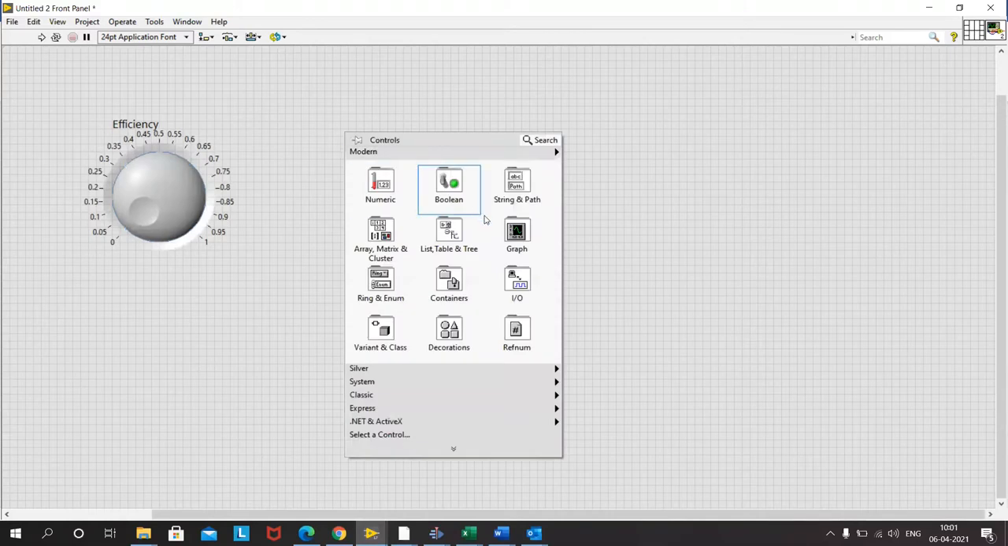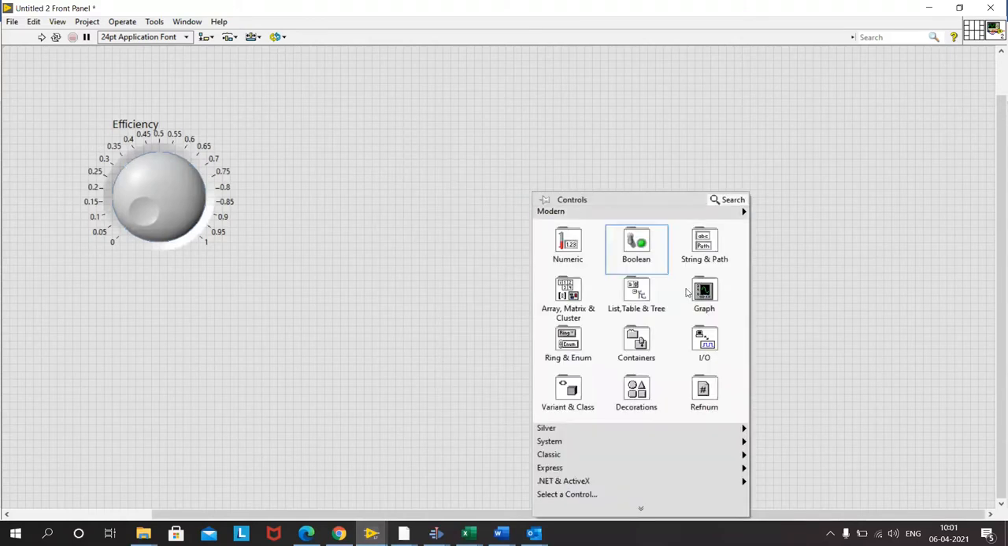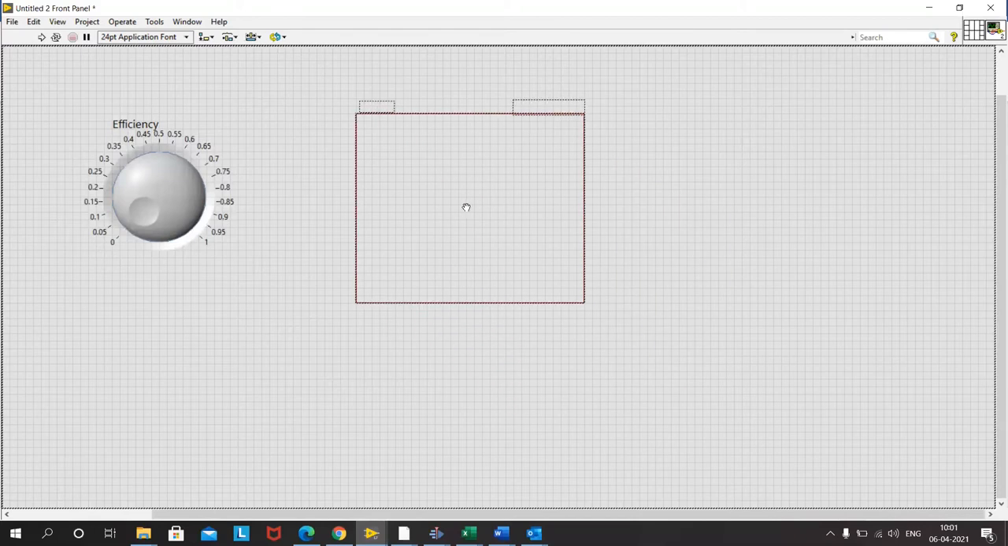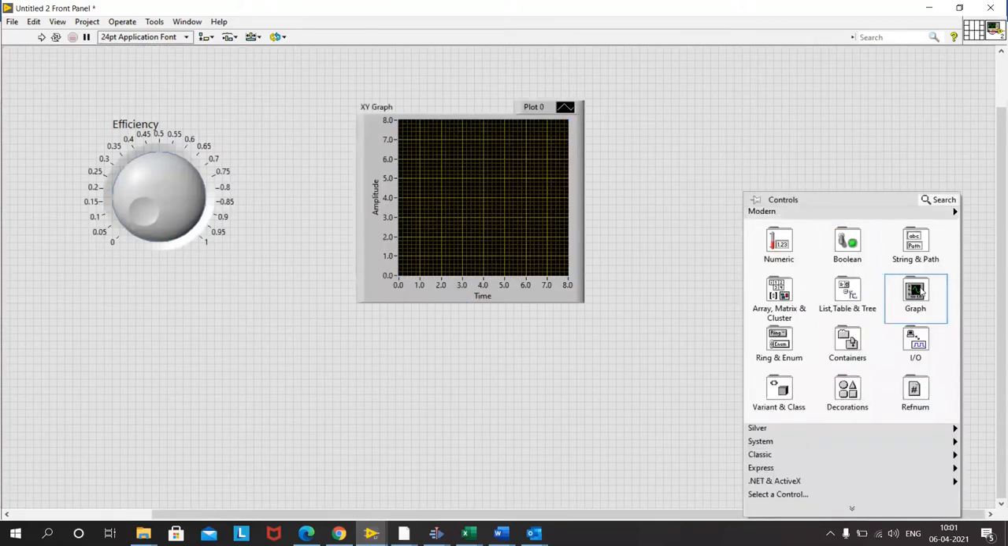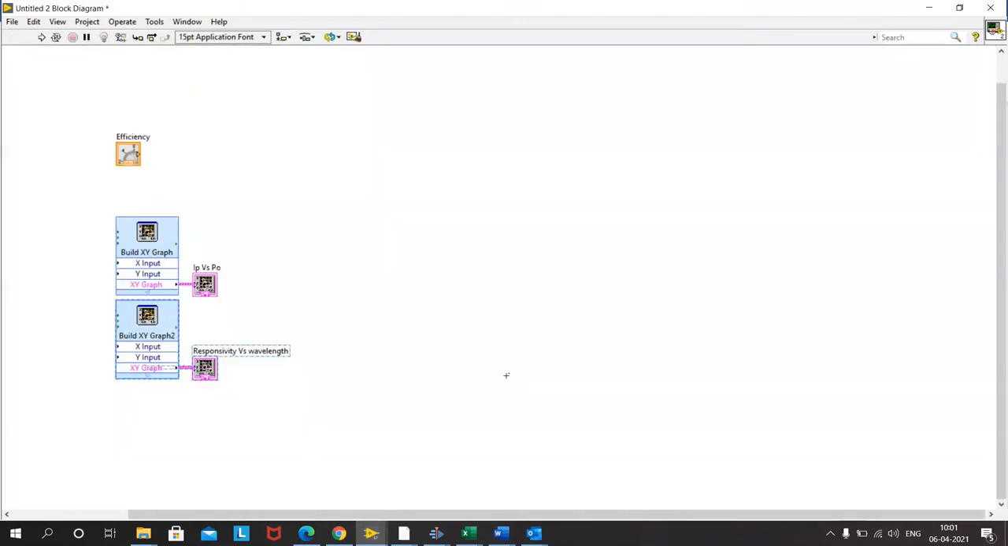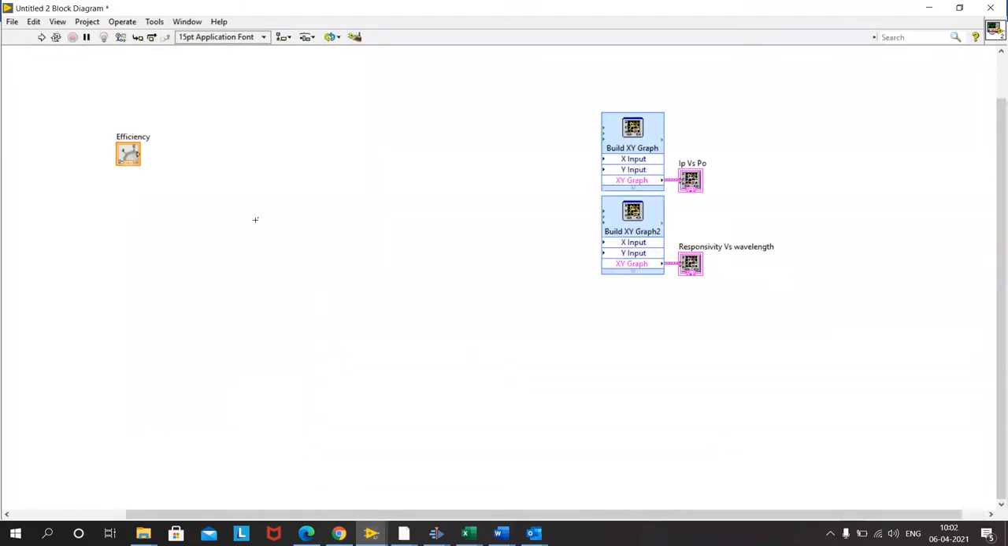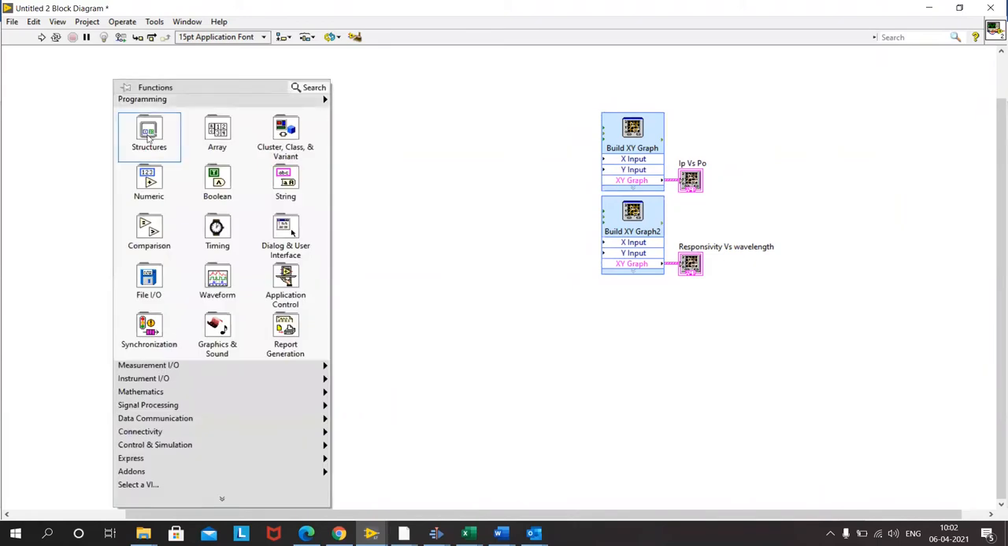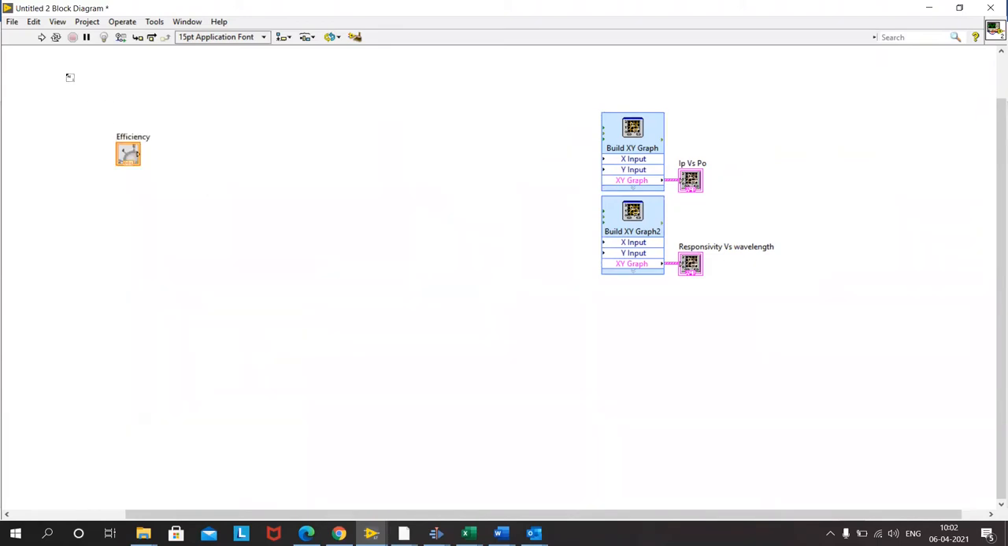Now to see the output waveform, we'll be using an XY graph. This one we'll use for photocurrent versus incident optical power, and this for responsivity versus wavelength. Once we are done with the front panel, we'll go to the block diagram. Now to get the continuous plot, the first thing that we'll do is use a structure, the for loop.